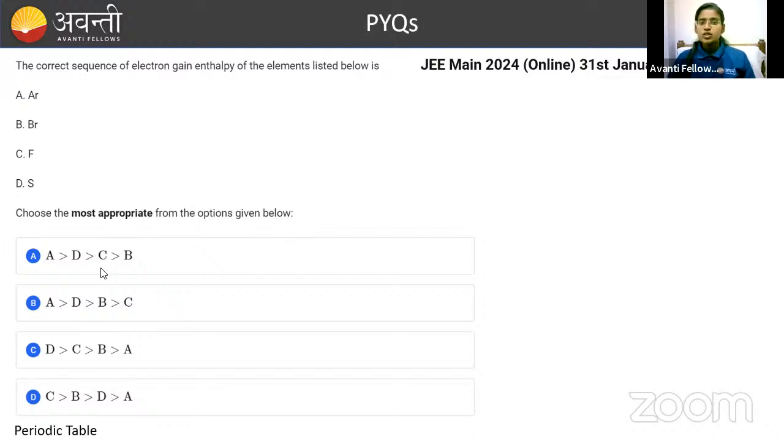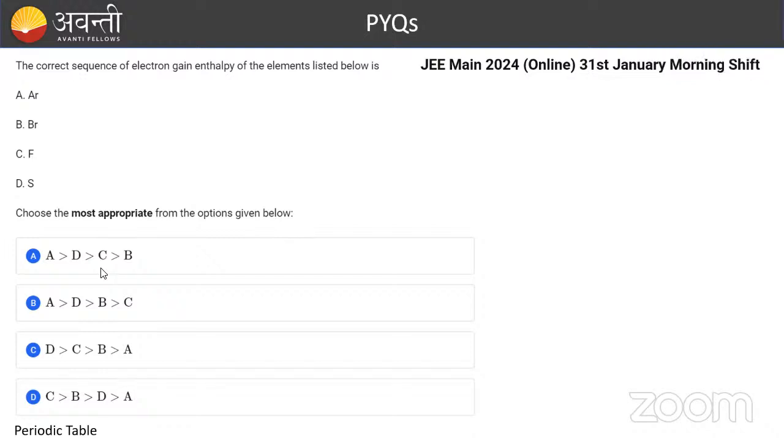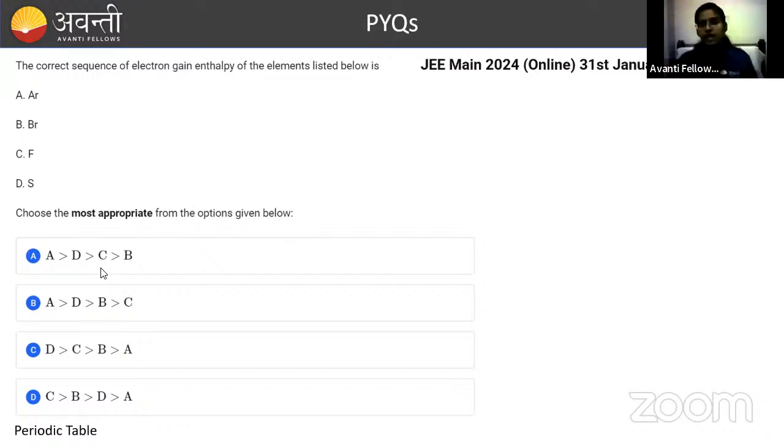The correct sequence of electron gain enthalpy of the elements listed below is. So again here, we have to find out the electron gain enthalpy, the correct sequence of electron gain enthalpy. So what is this electron gain enthalpy? It is also one of the physical properties. I told you four physical properties, right? So this is the third physical property.